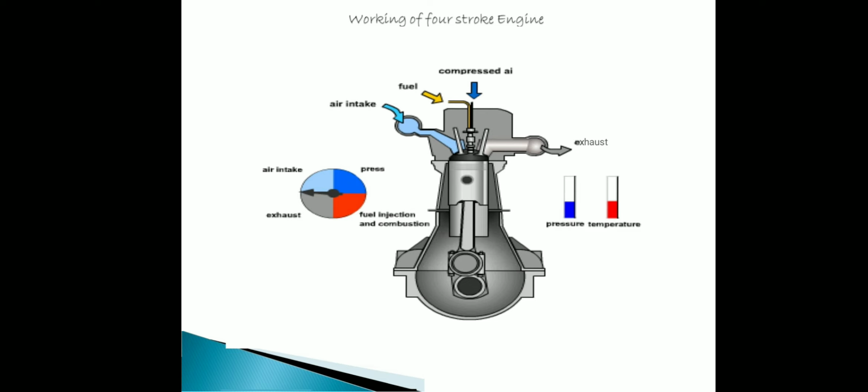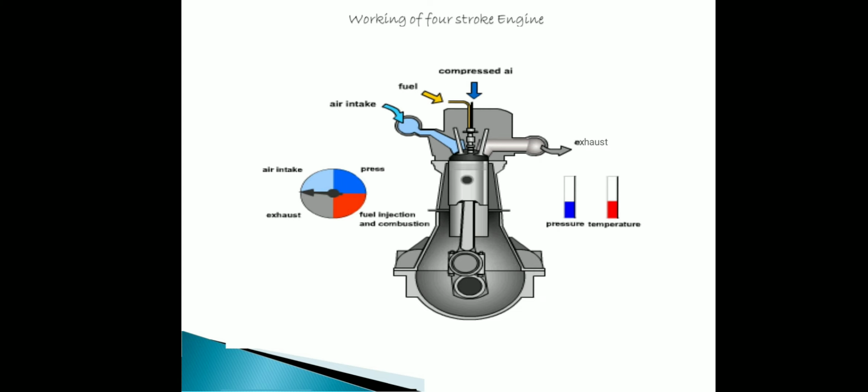Working of the 4-stroke engine. In a 4-stroke engine, the piston movement from TDC to BDC, or the reverse, is called one stroke. Here air intake, or suction, is one stroke. Then compression, then fuel injection and combustion, then exhaust.